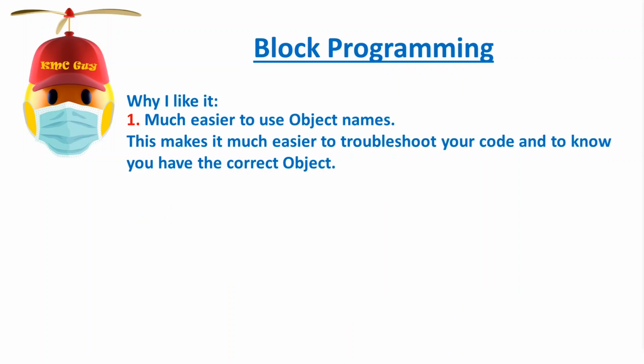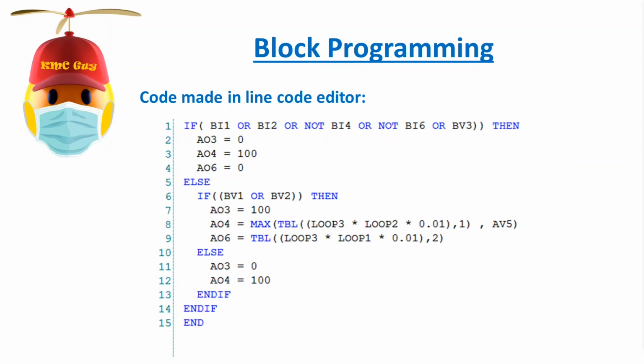Why I like it? It's much easier to use object names. This makes it much easier to troubleshoot your code and know you have selected the correct object. Here's code made in the line code editor. Notice how it's using the mnemonics. Sure, you can use the object names, but you have to hand type those in and hopefully not make a syntax error when typing those in.